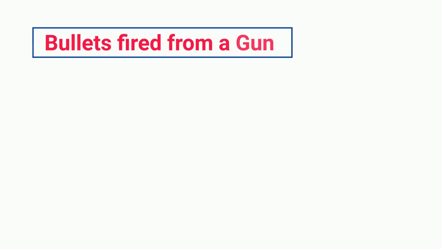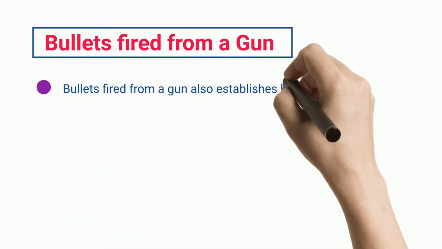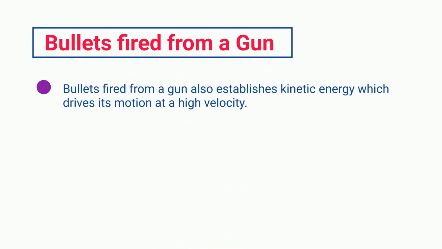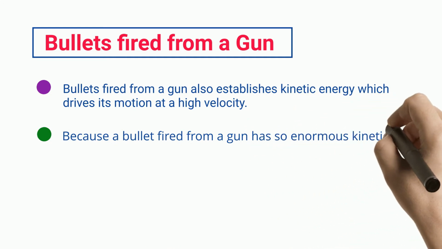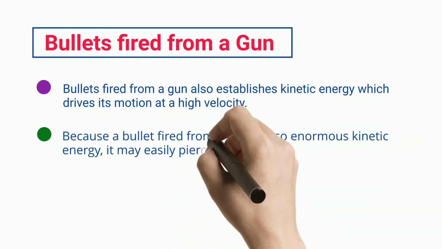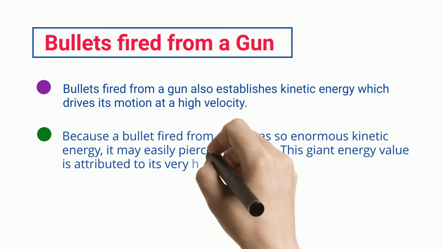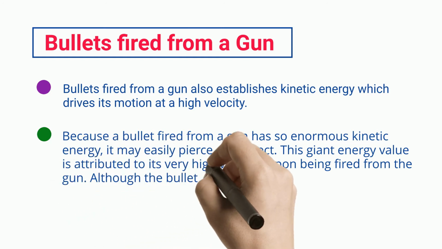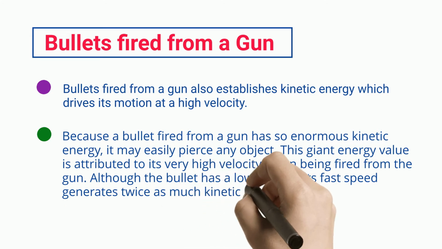Bullets fired from a gun. Bullets fired from a gun also possess kinetic energy, which drives their motion at a high velocity. Because a bullet fired from a gun has such enormous kinetic energy, it may easily pierce any object. This giant energy value is attributed to its very high velocity upon being fired from the gun. Although the bullet has a lower mass, its fast speed generates twice as much kinetic energy.